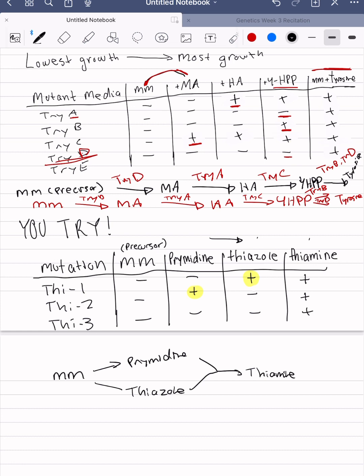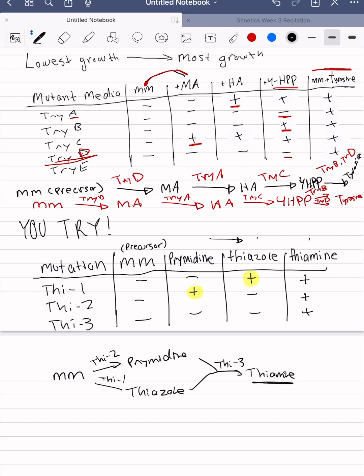So here, from minimal media to pyrimidine, we have Phi2. From minimal media to thiazole, we have the use of Phi1, a mutant. This enzyme produces thiazole. And now to go from either one of these, Phi3 is used to convert both of these into thymine.